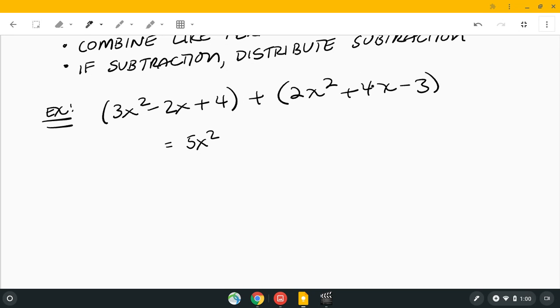Negative 2x is like terms with positive 4x. So negative 2x plus 4x is positive 2x. And then here, positive 4 plus negative 3. Positive 4 plus negative 3 is positive 1. And that is your final answer.